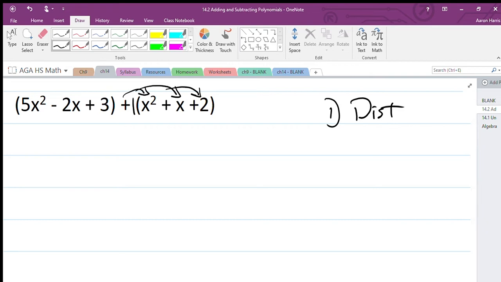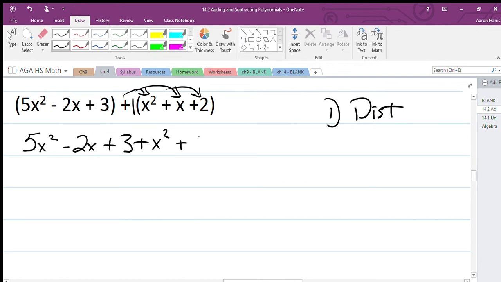So we can distribute. We're distributing a positive 1. So I can rewrite this: 5x squared minus 2x plus 3. 1 times x squared, 1 times x, 1 times 2. Does that make sense? All right, so what are we going to do next? You got it. We're going to combine like terms.